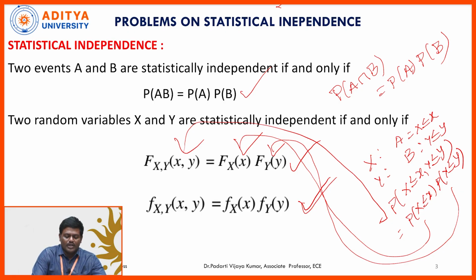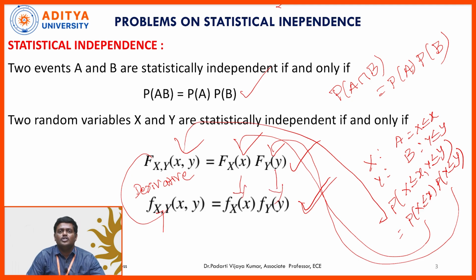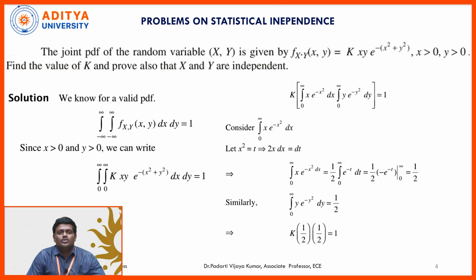When you apply the derivative, the derivative of the distribution function gives you the density function. So, like this we can develop the relationship for random variables. To verify statistical independence for random variables, we can use either the distribution function condition or the density function condition.